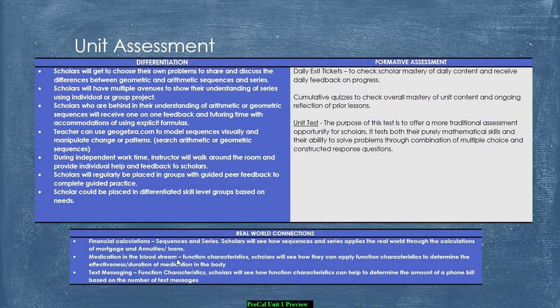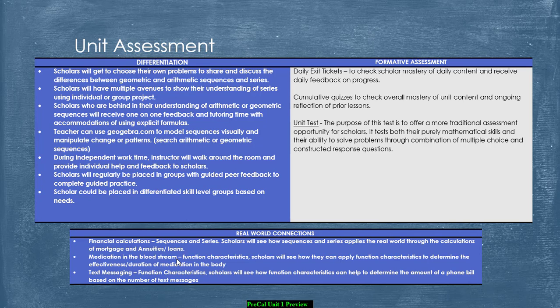Our unit assessment, of course, we have our projects. I would assume that you would want to use daily exit tickets to check student mastery and give feedback on a daily basis. I have done cumulative quizzes in the past so that each quiz builds upon the next, and then you can get a better idea of the understanding and mastery of each student.